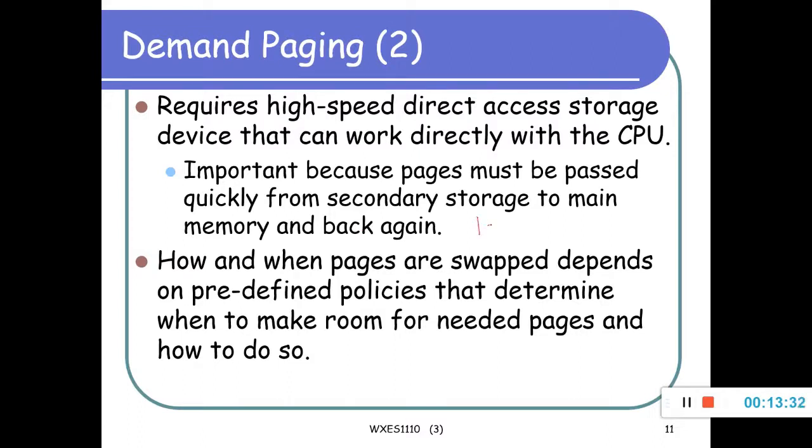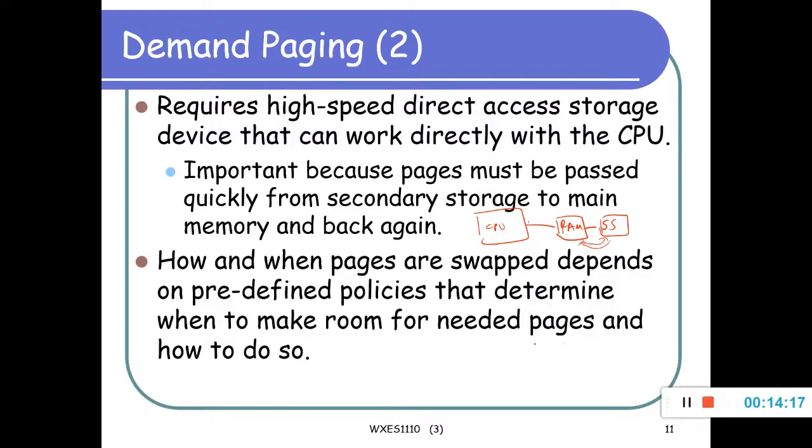So you have your CPU, then your memory, your RAM, and this is your secondary storage. Pages must be passed quickly from secondary storage to memory and back again. RAM is fast but small, secondary storage is big but slow, so it is important to minimize the swapping between them. How and when pages are swapped depends on predefined policies that determine when and how to make room for needed pages, like first in first out, least recently used, and so on. We will look at it after this.